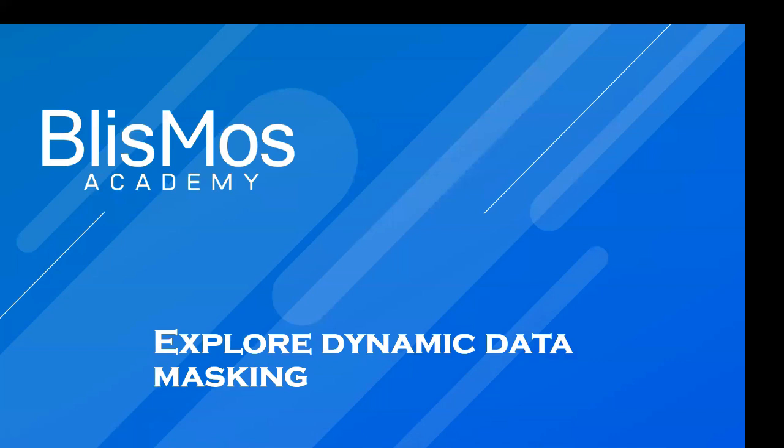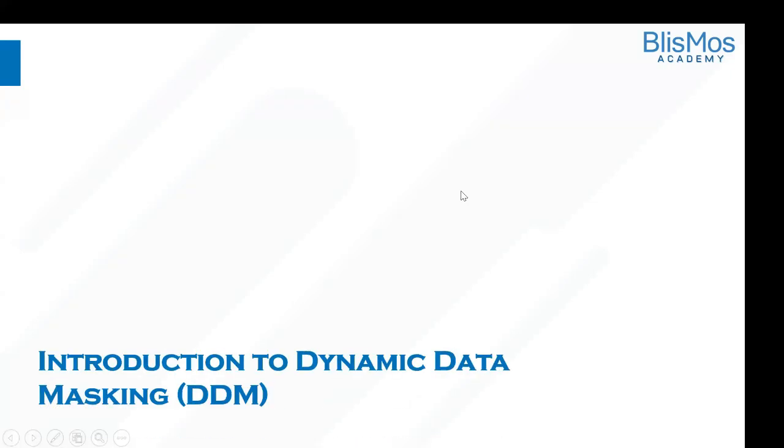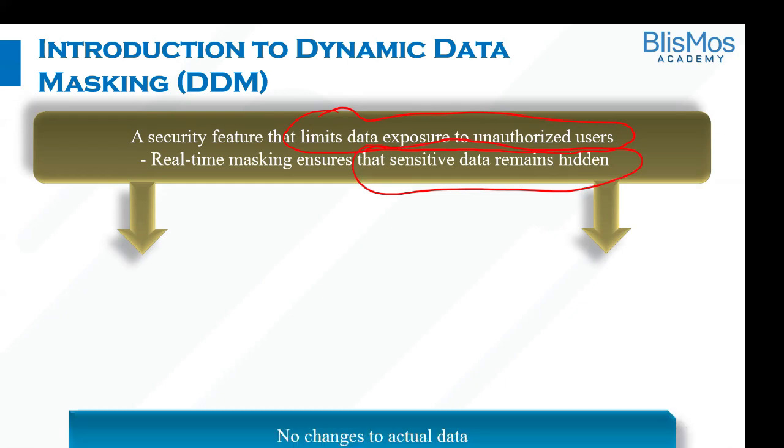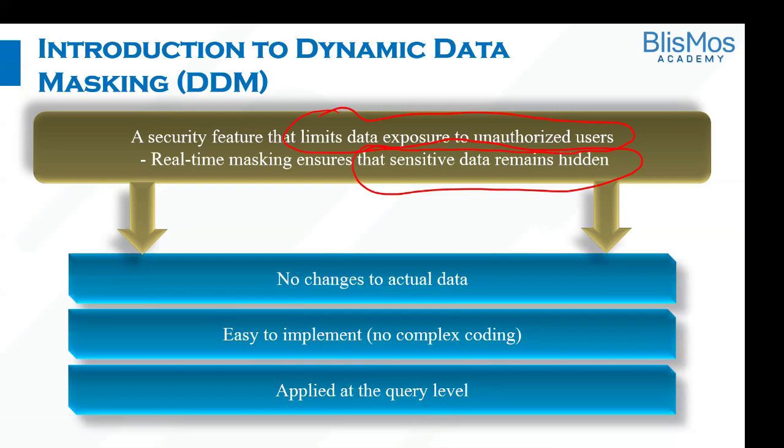Then the masking. What is dynamic data masking? Anyone? Encrypting the data. Yes, correct. It is a feature that limits data exposure to unauthorized users. When I say real-time masking, as and when the data is captured or enters the flow of a system, we are masking the important aspects of the data. What happens to the original data? Nothing happens. The original data remains as is. In the context of the Fabric Warehouse, it is easy to implement. There is no complex coding, so we can introduce dynamic masking at the query level.